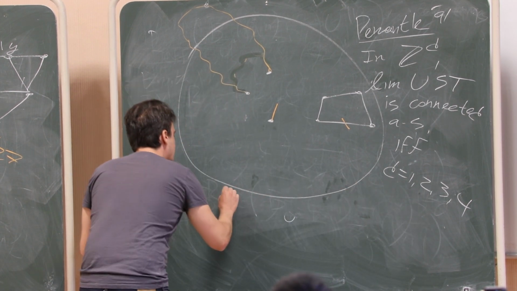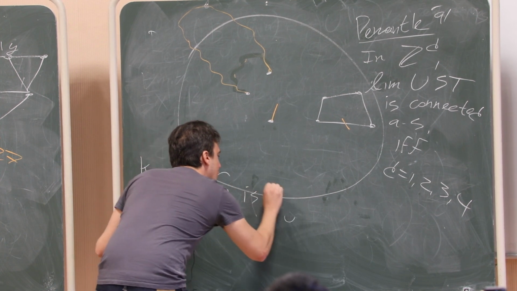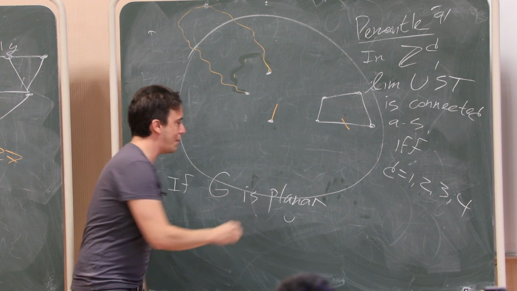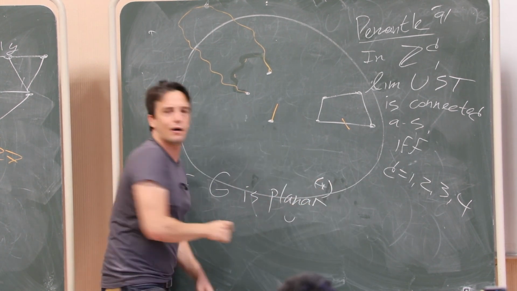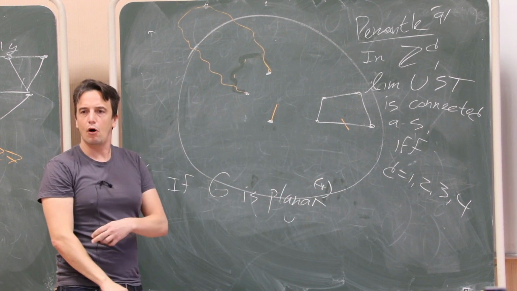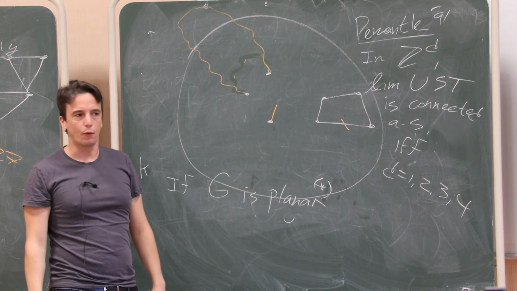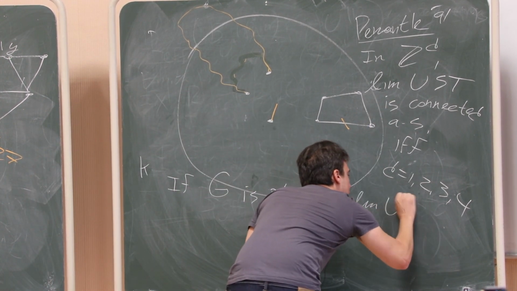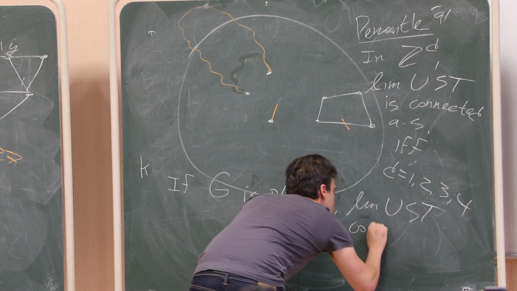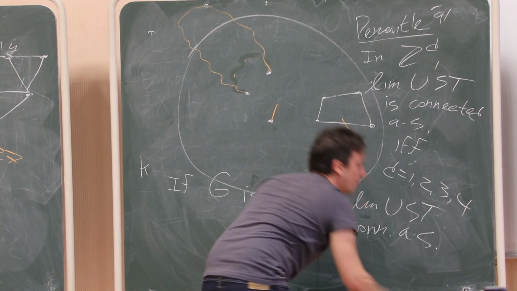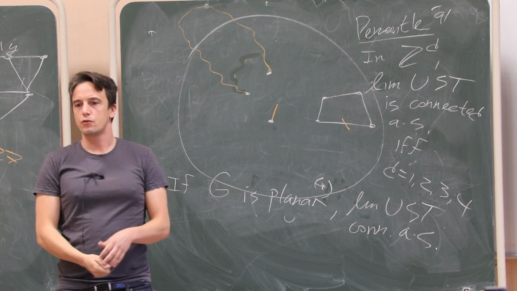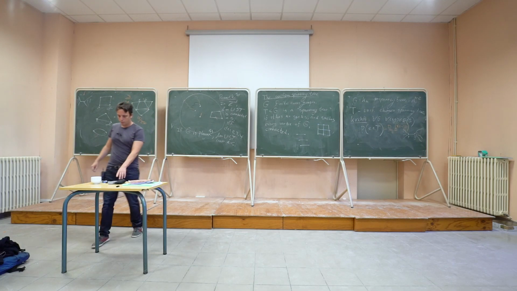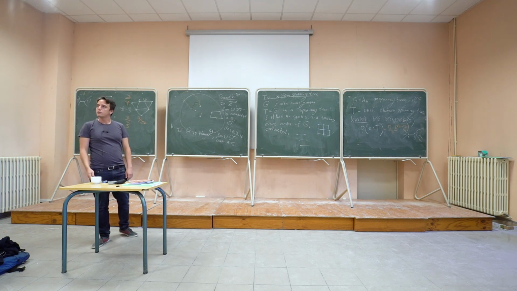What we will prove is that if G is planar, with perhaps a slight star here for exactly what we mean, but for all the planar examples that we know of, the limit of this UST is connected almost surely. Okay, this is what I will show you the proof of tomorrow. This is joint work by myself and Tom Hutchcroft. So thank you very much.